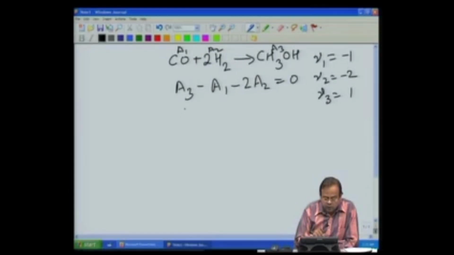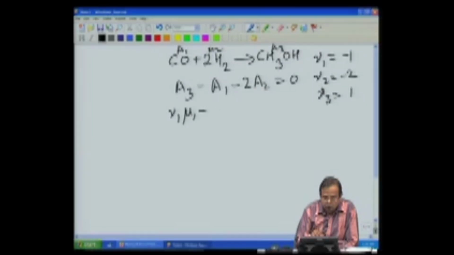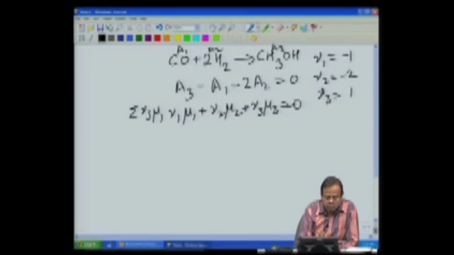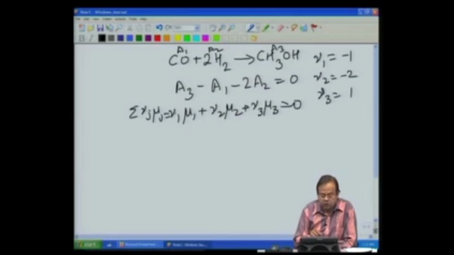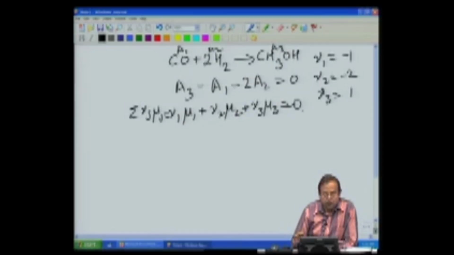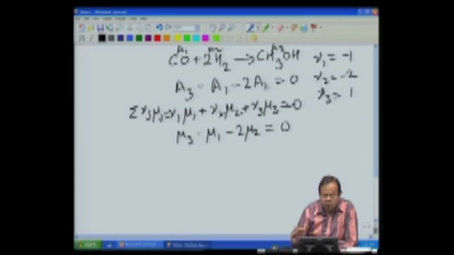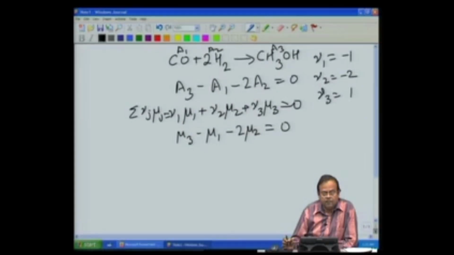What is my condition of equilibrium? My condition of equilibrium is nu 1 mu 1 plus nu 2 mu 2 plus nu 3 mu 3 equal to 0, that is summation nu j mu j. So, this is my condition of equilibrium. Which means if I substitute values of mu 1, mu 2 and mu 3, I get mu 3 minus mu 1 minus 2 mu 2 equal to 0. Okay.